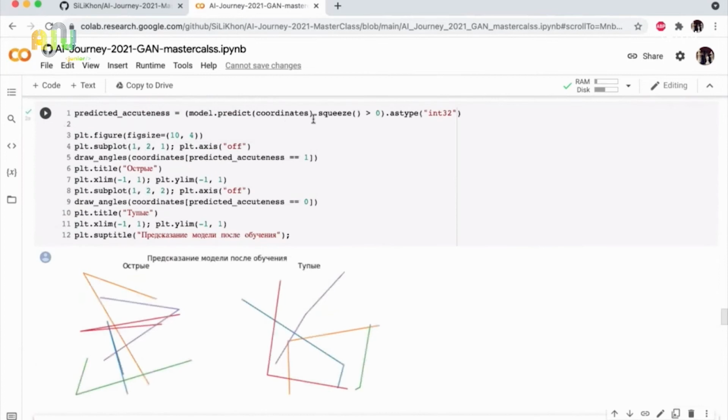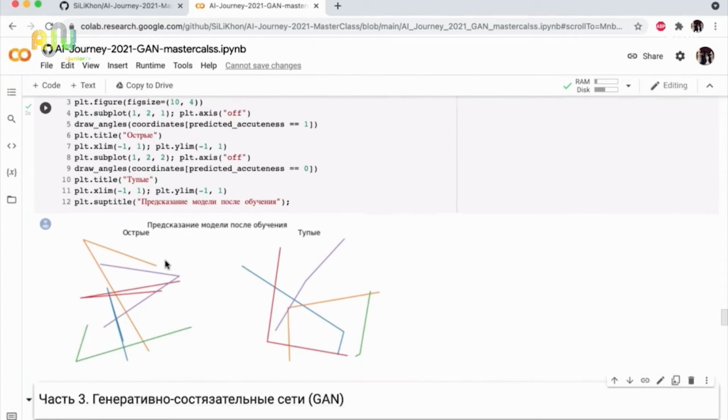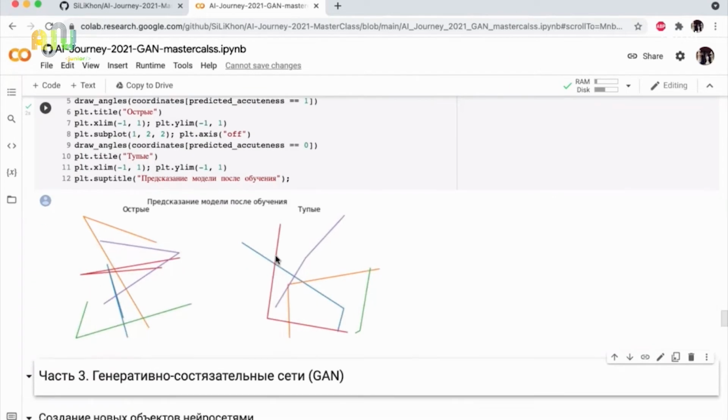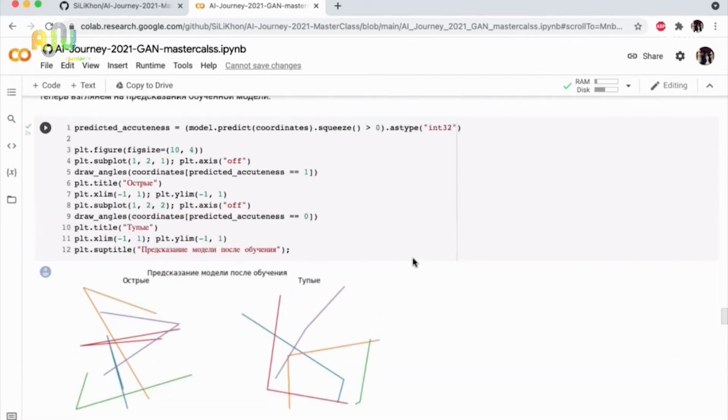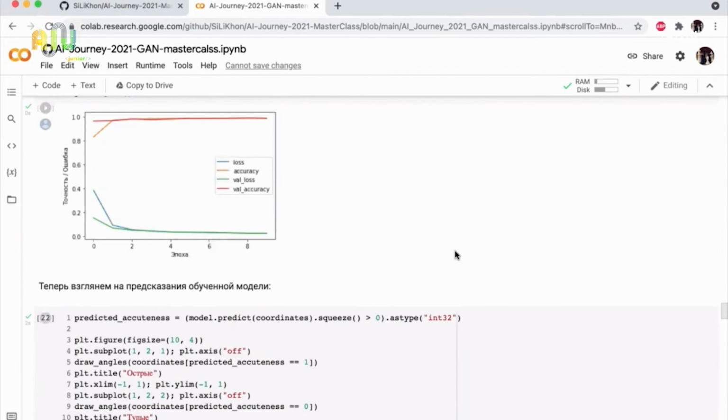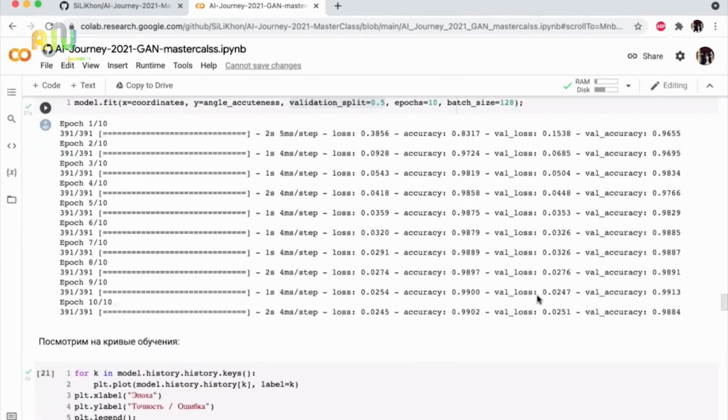Again, we take a model, see the predictions, and we sharpen the sharpened blunt angles. So here it's absolutely correct. The division, some angles, like this red one, is very close to the straight angle, but I believe that it's closer to blunt angle. And we see that the model really was trained quite well.